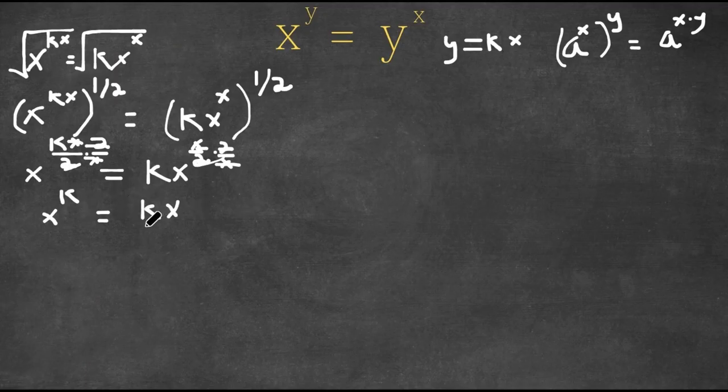And now we're going to divide both sides by x. By doing that, these two cancel. So on this side, we would just have k equals x to the power of k over x.